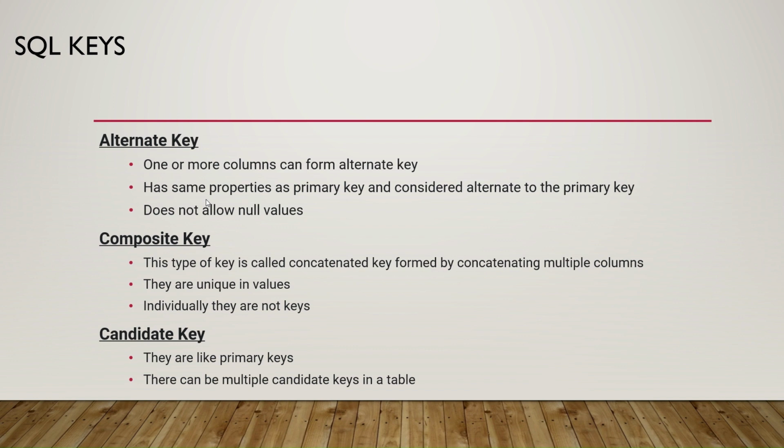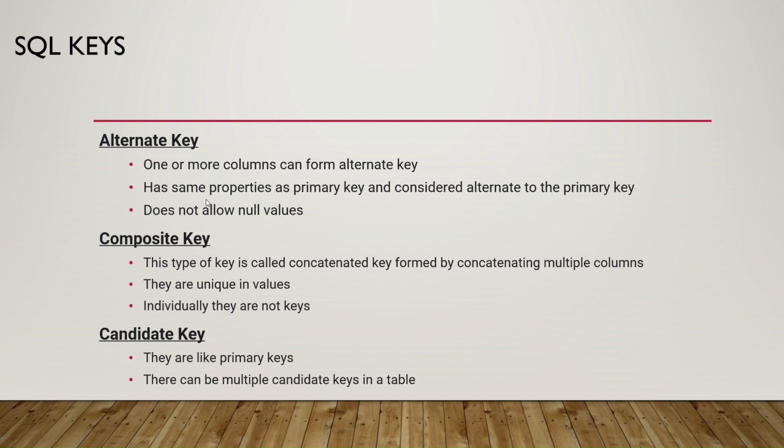The next one is a composite key. We normally call it a concatenated key. This key is formed by concatenating one or more columns to form a key. So individually, when we see each column, they may not have the key attributes, but when concatenated with other columns, they form a unique key to identify a unique row in a table.